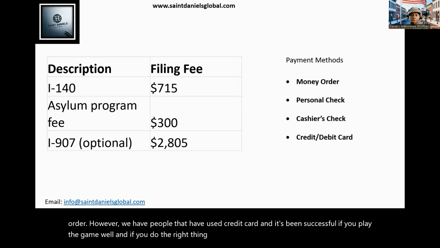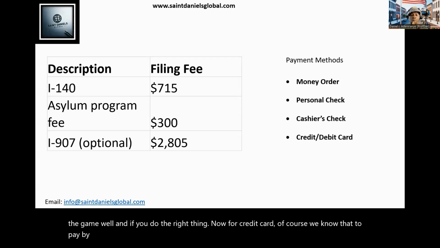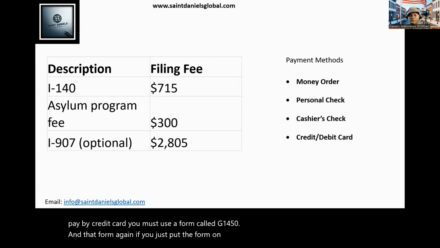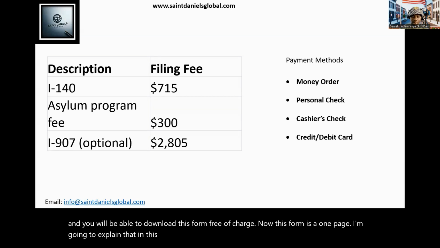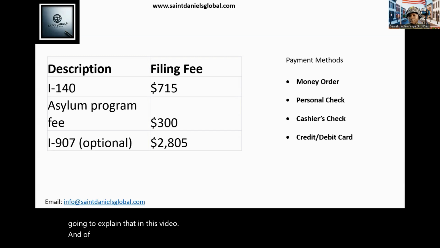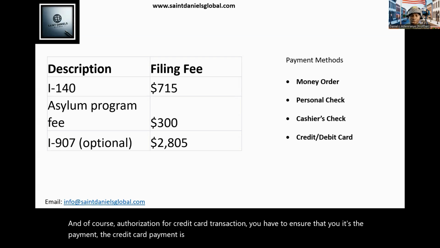Now, for credit card, of course, we know that to pay by credit card, you must use a form called G-1450. And that form, if you just put G-1450 on Google, it will lead you to the USCIS page and you will be able to download this form free of charge. Now, this form is one page. I'm going to explain that in this video. And of course, authorization for credit card transaction, you have to ensure that the credit card payment is authorized for such transaction.